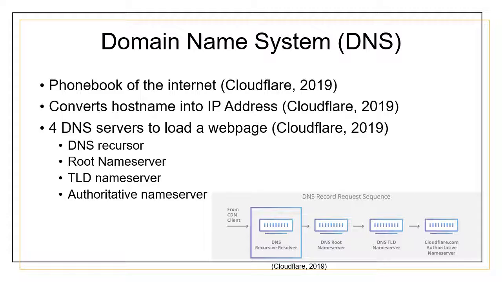The top-level domain, or TLD, name server is the next step in narrowing down the search for an IP address. It is what hosts the last part of a host name, for instance, .com, .gov, or .net. The authoritative name server translates the host name to an IP address and will return the requested information back to the DNS recursor.